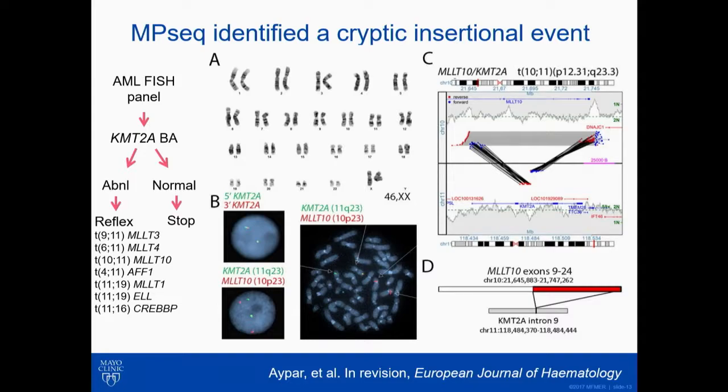So for the next two slides, I want to highlight some of the value of mate pair sequencing. In this specific case, we had a 5-year-old female with a diagnosis of AML. Chromosome studies were normal, and our KMT2A break-apart FISH had a normal pattern. However, mate pair sequencing did identify an insertion of exons 9 to 24 of the MLLT10 gene into intron 9 of KMT2A. Then when we did our MLLT10 KMT2A dual color dual fusion probe, we did identify an abnormality, but this was missed on the clinical workflow. So mate pair sequencing was able to identify this cryptic insertional event that was missed using a KMT2A break-apart FISH probe.